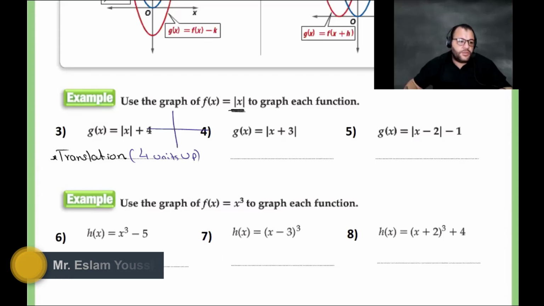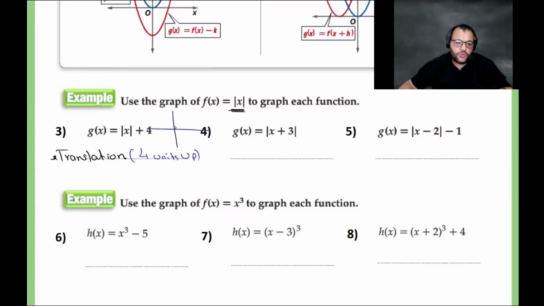That is the first one, that is the original one. That is the absolute value. It's passing through the origin point. But the new one is going 4 units up. That is the new graph. That's how the graph will look like.